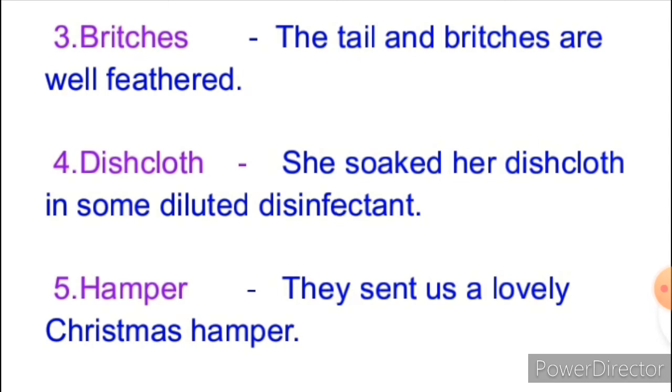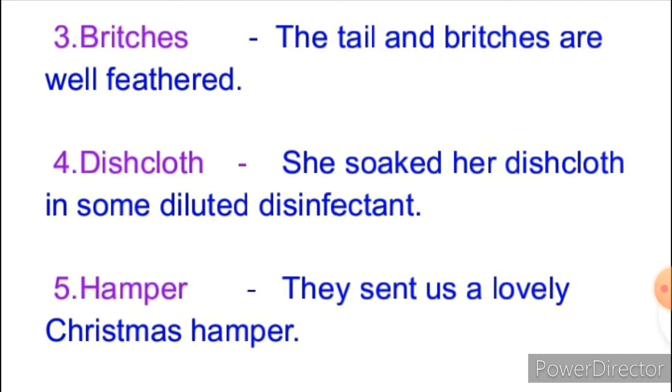So here the meaning of breeches refers to short trousers, or we can say trousers ending above the knees. The tail and the breeches, that is, the trousers which end above the knee, are well feathered. So this is the meaning here. Breeches are short trousers, or in short, trousers which end above the knee. Now again read, children. The tail and breeches are well feathered.